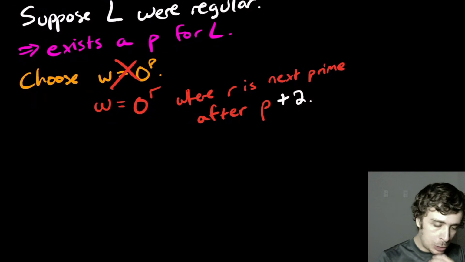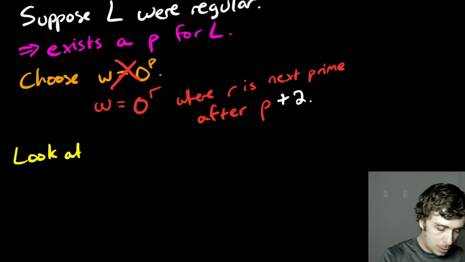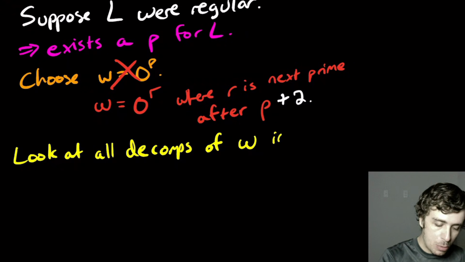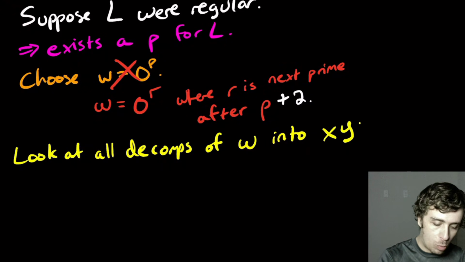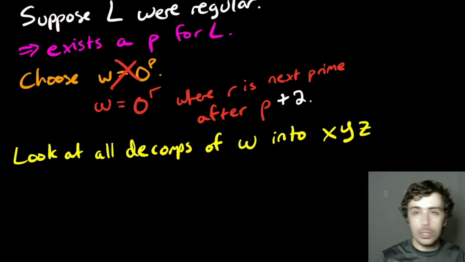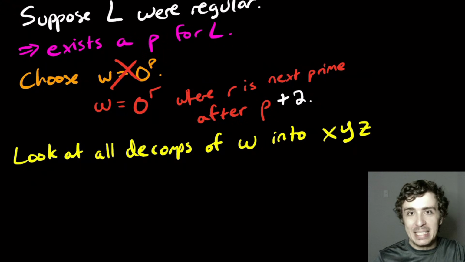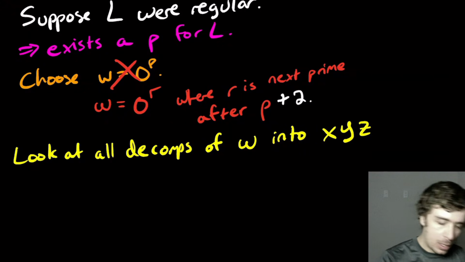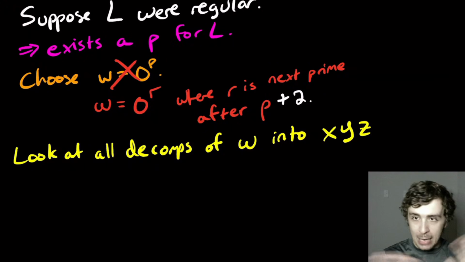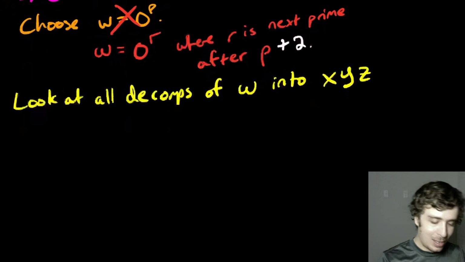Okay, so we need to look at all decompositions of this string w into x, y, and z according to the rules. Well, the whole string is 0s, so it doesn't matter. And I'm not going to actually exhibit the 3 pieces because it's just not going to matter.